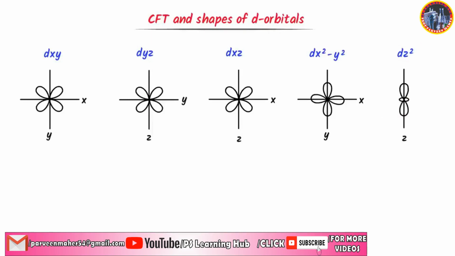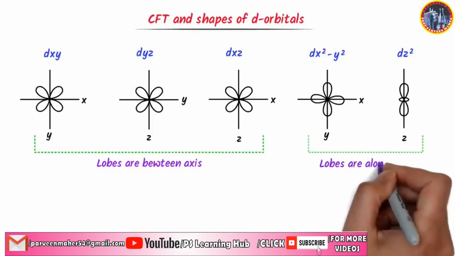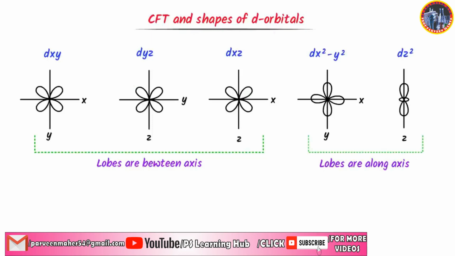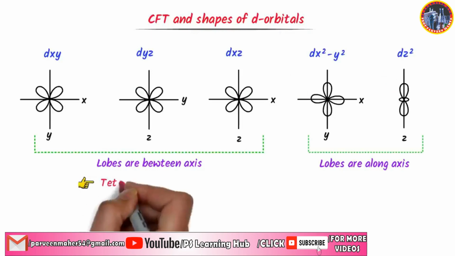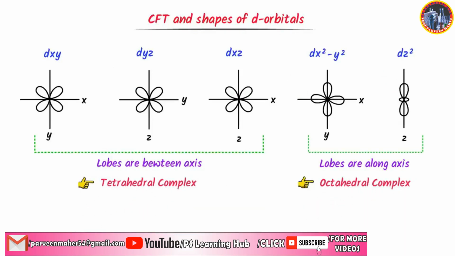Now here are some key concepts which you must understand, otherwise you will not understand crystal field theory. Firstly, in case of these 3 orbitals, the lobes of orbitals are between axes. For example, like this lobe, and like this lobe. Secondly, in case of these 2 orbitals, the lobes of orbitals are along or on the axis, like this lobe or this lobe. Now if I ask you about tetrahedral complex and octahedral complex, can you answer it?